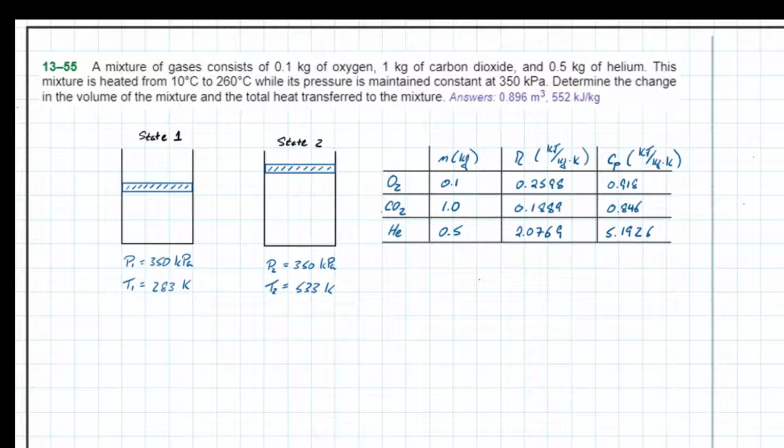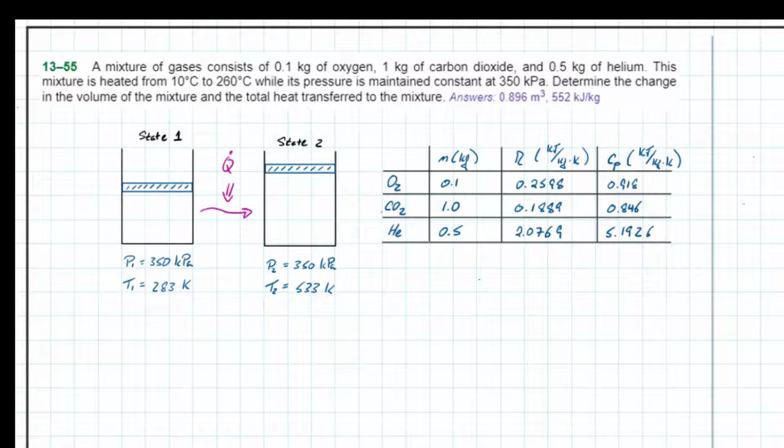Okay, so what we have in this problem is a chapter 13 problem, and in this case we have a mixture of gases that starts at a thermodynamic state 1, a pressure of 350 kilopascals and a temperature of 283 degrees, and then we move from thermodynamic state 1 to thermodynamic state 2 through an input of thermal energy.